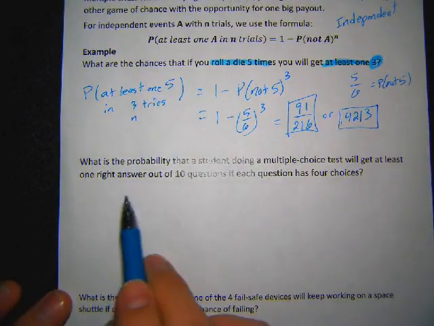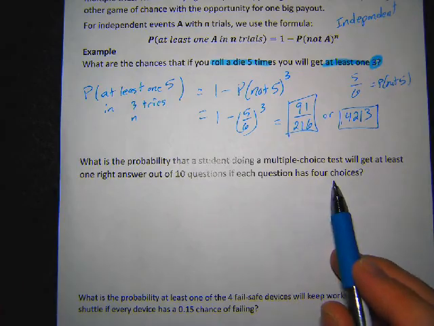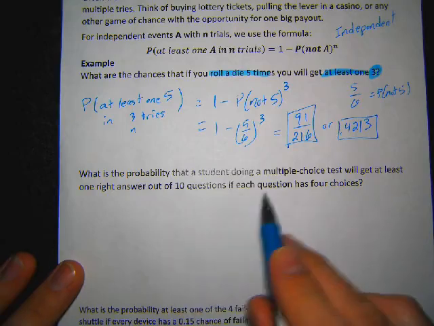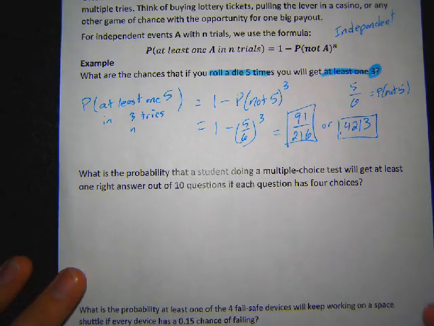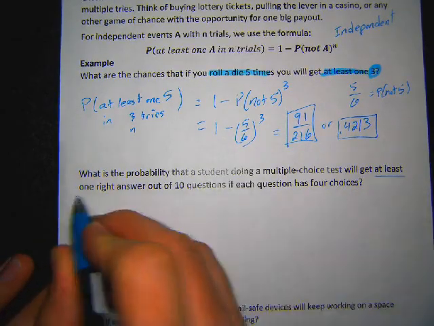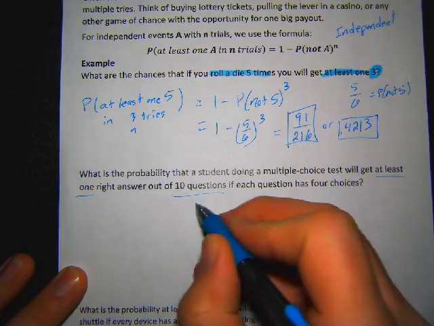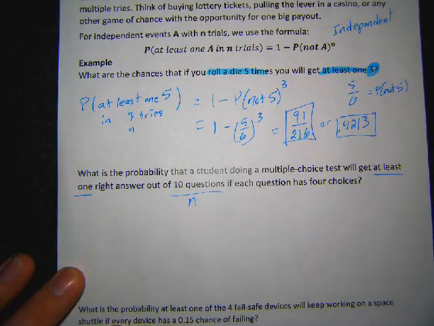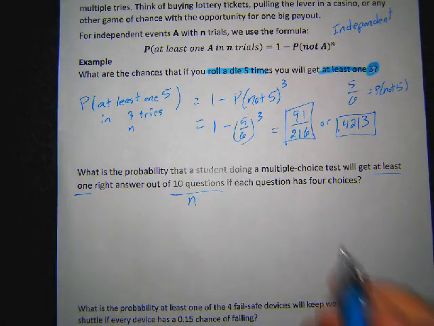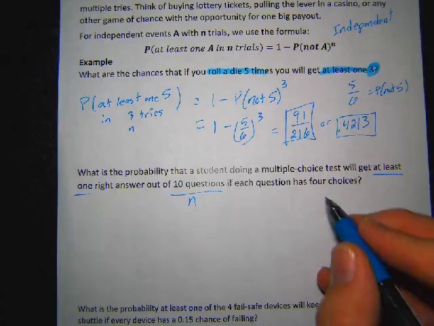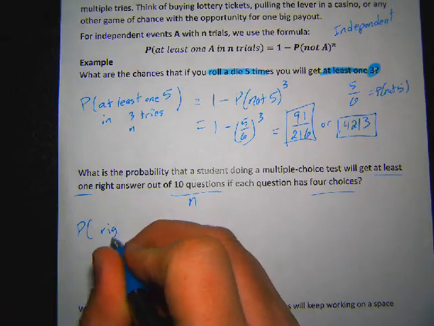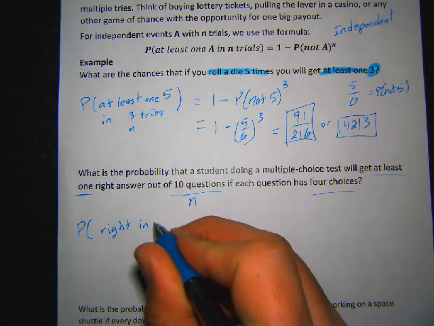What is the probability that a student doing a multiple choice test will get at least one right answer if they have 10 questions, if each question has 4 choices? So there's at least one answer, so that's at least one right there. We're doing 10 questions, that's going to be our number of tries. Each question is a try. You have to try to get the right answer. And we're looking for at least one right out of 4 choices. So we're trying to find the probability of getting a right answer in 10 tries.